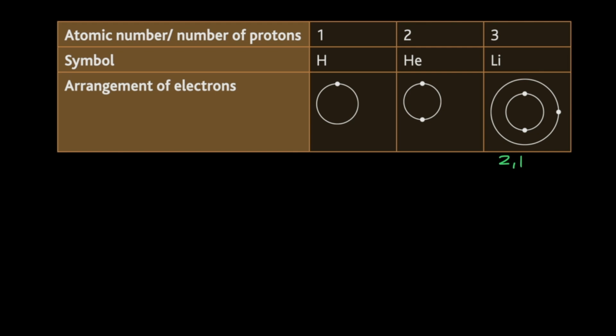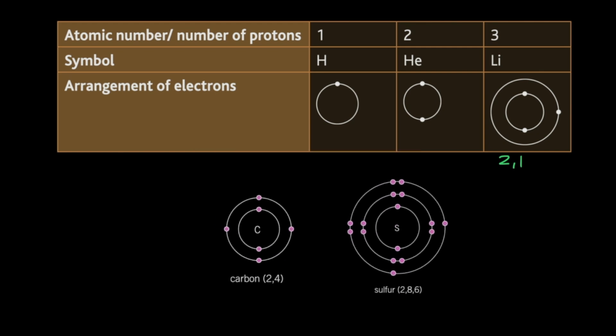Let me show you some more atoms. Now here are 2 more atoms: carbon, sulfur. Carbon has 6 electrons in the atom. 2 go in the first shell, 4 go in the second shell, written as 2, 4. Sulfur has in fact 16 electrons. 2 go in the first shell, then 8 in the second shell, and 6 in the outermost shell, written as 2, 8, 6. And that's the kind of stuff we have.